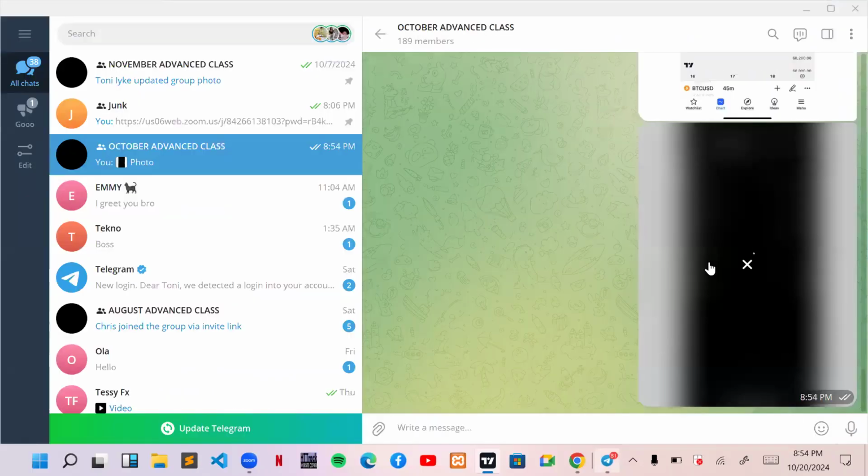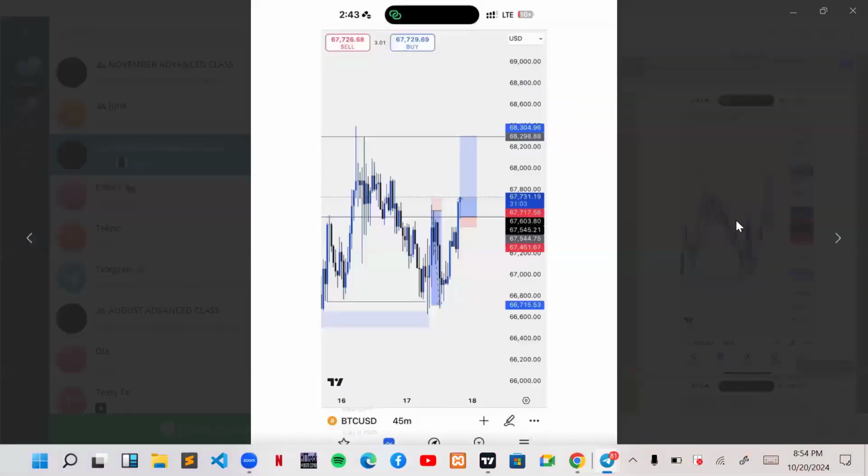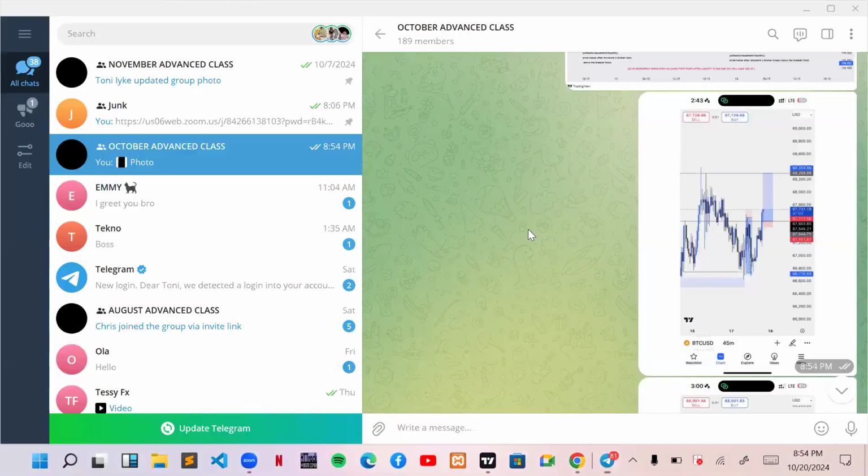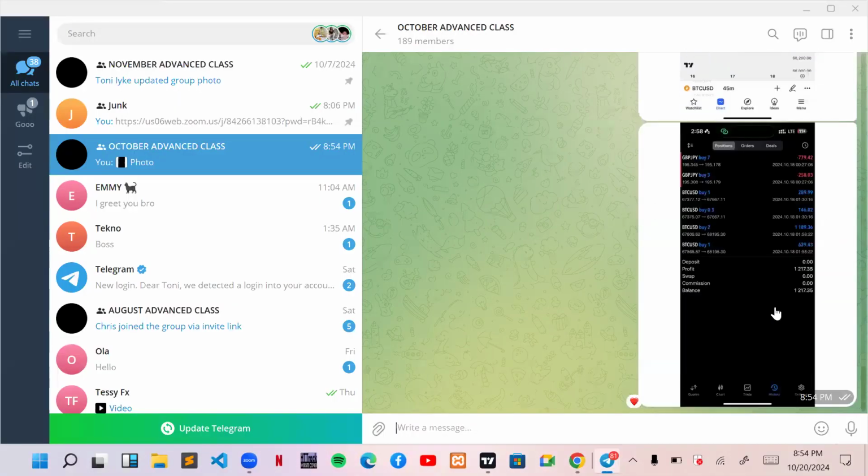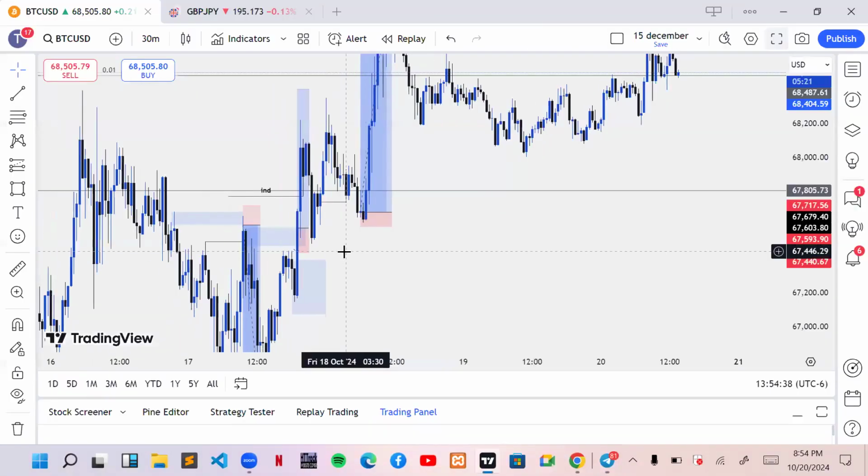So it was this trade here. The entry was from the breaker block. You can't see it on this 45 minutes time frame, but check this time frame that I used to make this analysis. That's when you can see the breaker block clearly. It was this particular trade right here that played out, and this was how I got the entry on the breaker block.